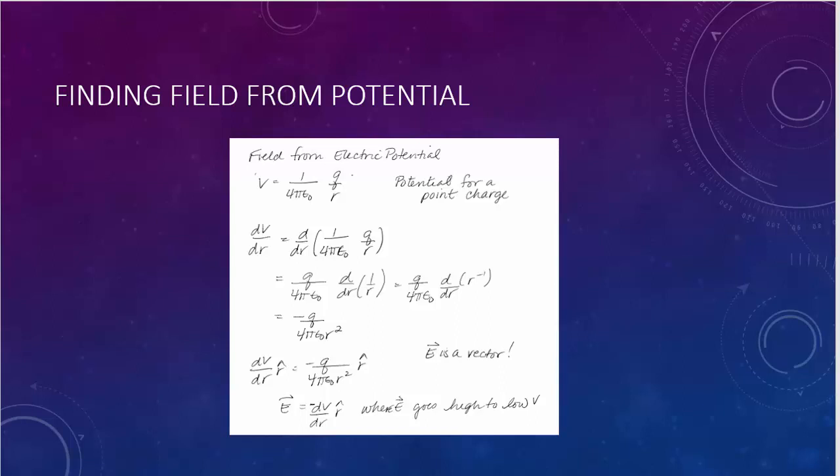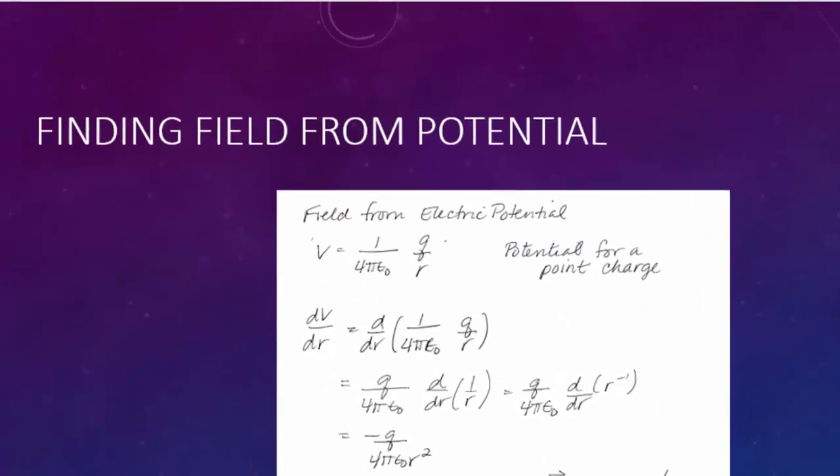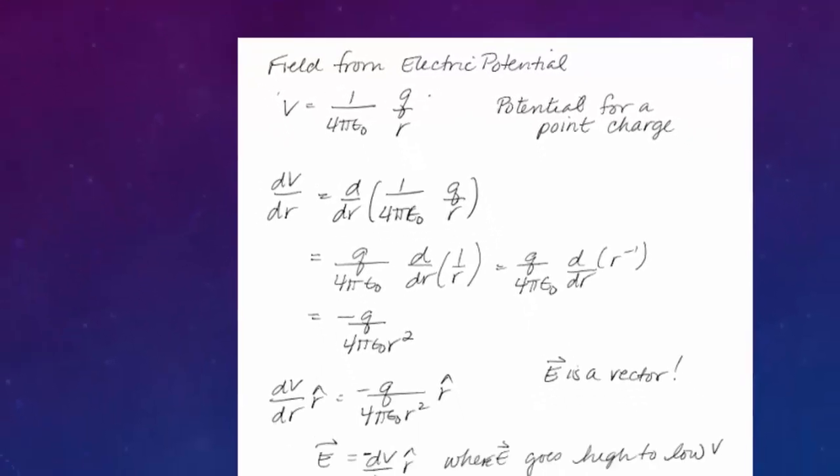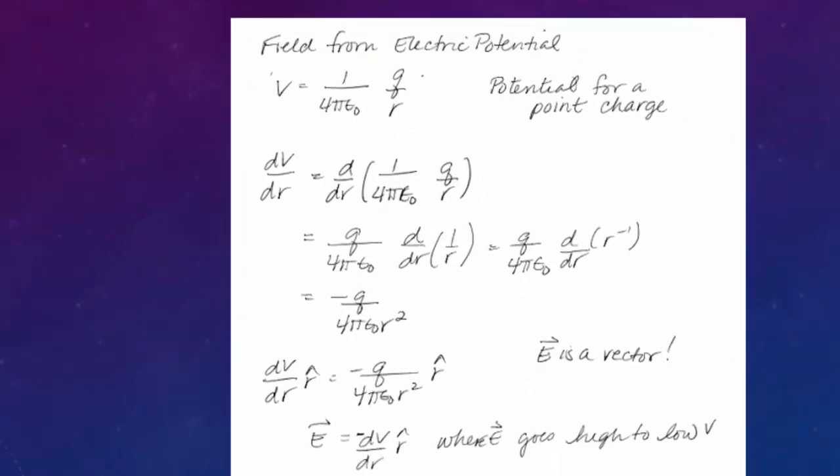And you can see we're going to just start with something simple like the potential for a point charge and take the derivative of it. And once you do that, you work your way through the calculus and end up with the idea that the electric field is the derivative of the potential with respect to the radius. And it's going to go from high potential to low potential.